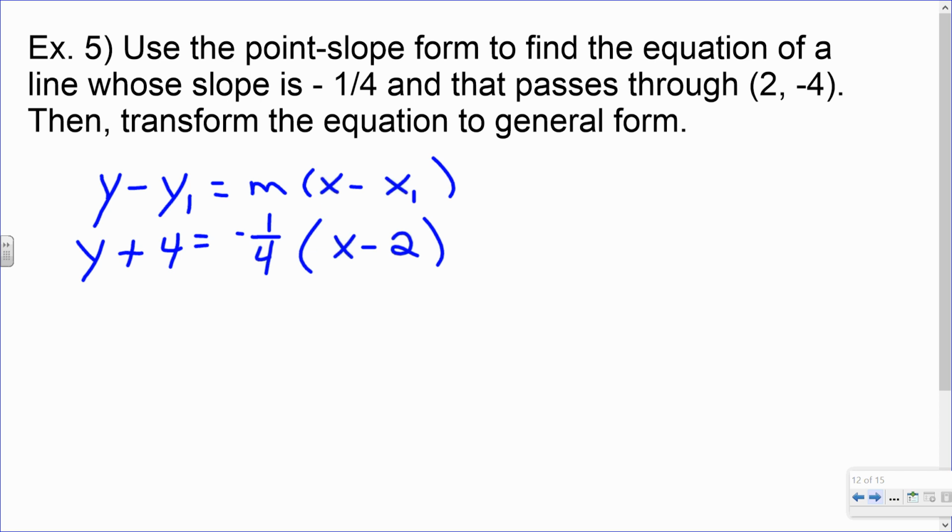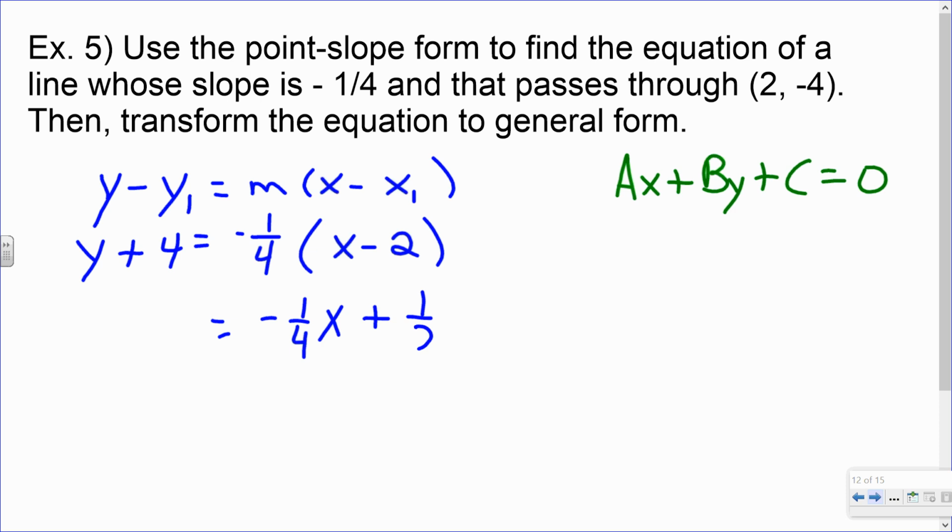We want to get to general form. That means we want to get it to ax plus by plus c equals 0, no fractions, a is positive. So let's see, what do we need to do? Let's distribute that -1/4 so we don't get ourselves mixed up. So we have -1/4 x plus 1/2. So far so good? And I'll go ahead and leave the y plus 4 like that. I need to get everything on one side, and I need to get rid of fractions.